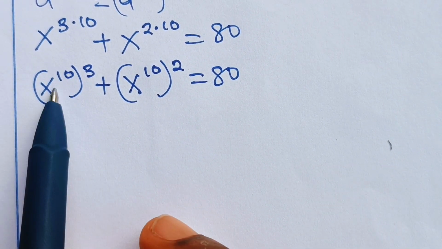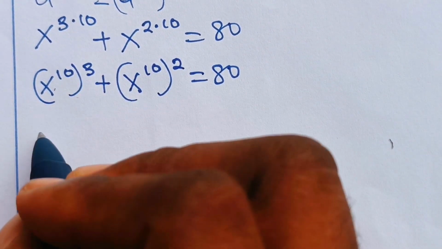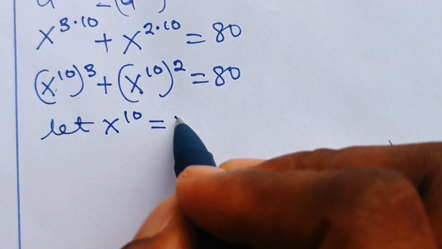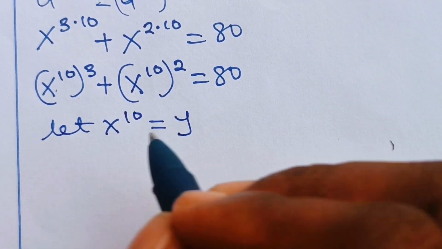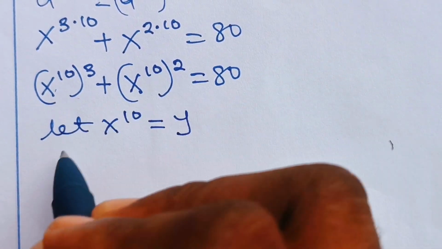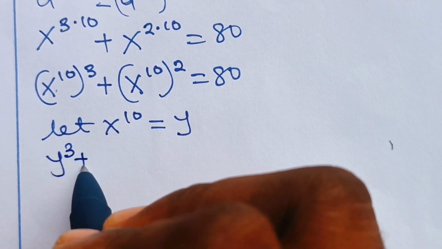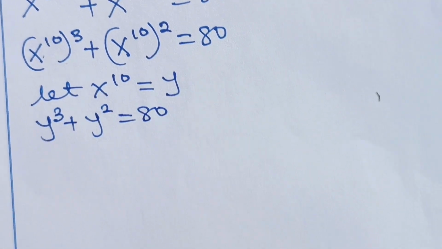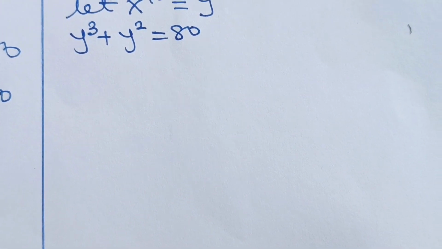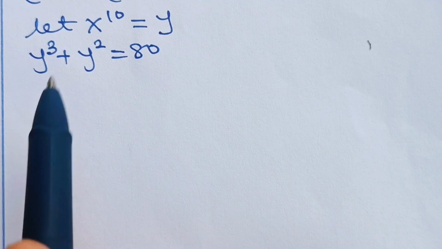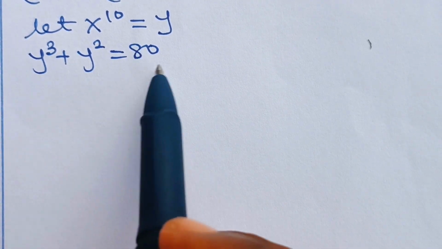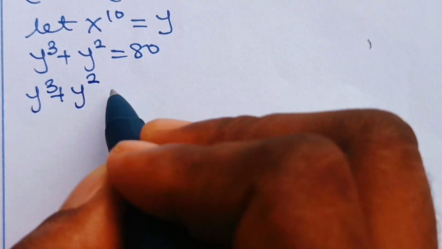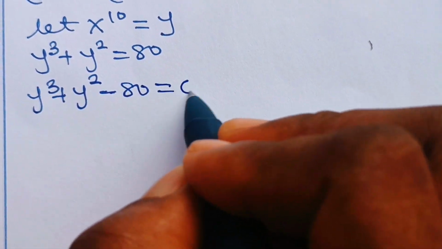Alright, now we have the same thing here and here, so we can say let x to the power of 10 be equal to y. So if we make that statement, it simply means that we can write this as y to the power of 3 plus y squared is equal to 80. Alright, now this is what we have at this point. We can write y to the power of 3 plus y squared minus 80 is equal to 0.